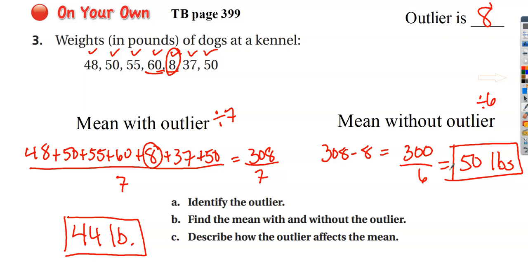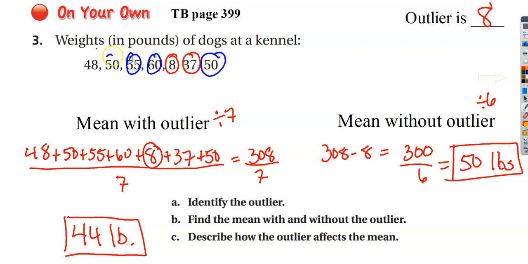So when I ask you to describe how the outlier affects the mean, I hope you're seeing that the outlier lowers the mean. And it's not really representative because if I look at an average of 44, here's what I would do. I would want to count how many dogs are less than 44 and how many are more, right? So I like to do a dot plot, but if I'm not doing a dot plot, I could just circle, in red, how many are less than 44. There's 2 less than 44.